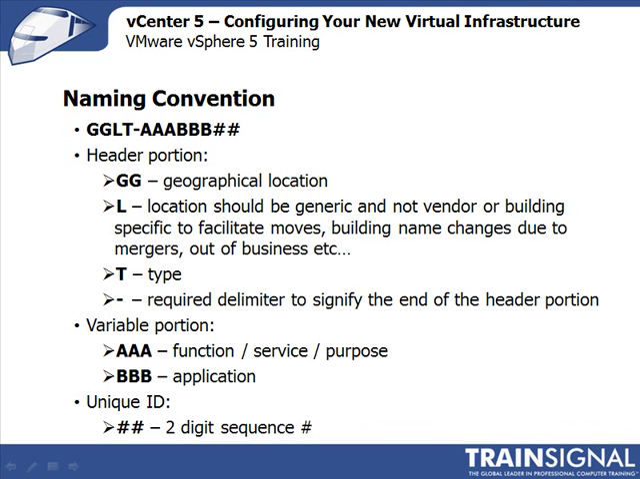Is this a physical server? It would be P. Is this a cluster server? It would be C. And then you have the delimiter here that is sort of like dividing these 2 sections.